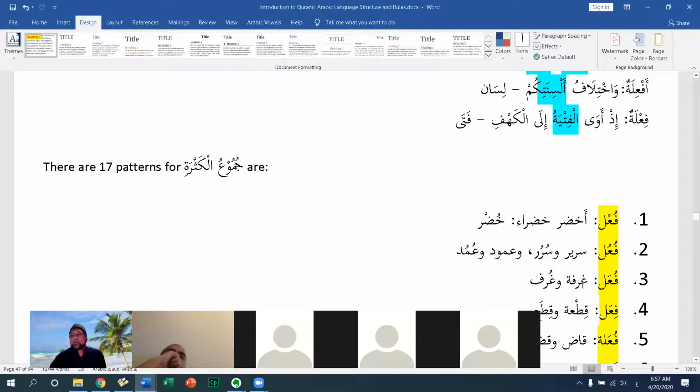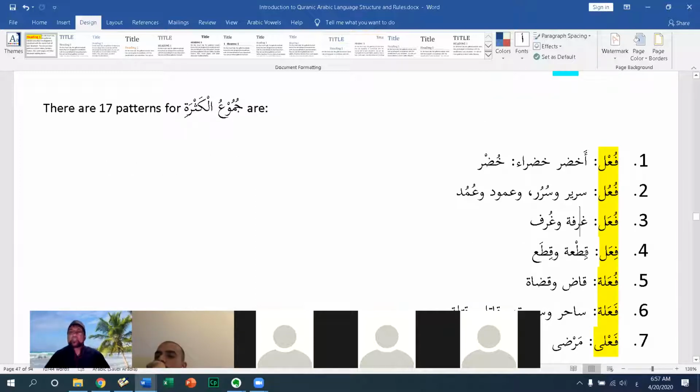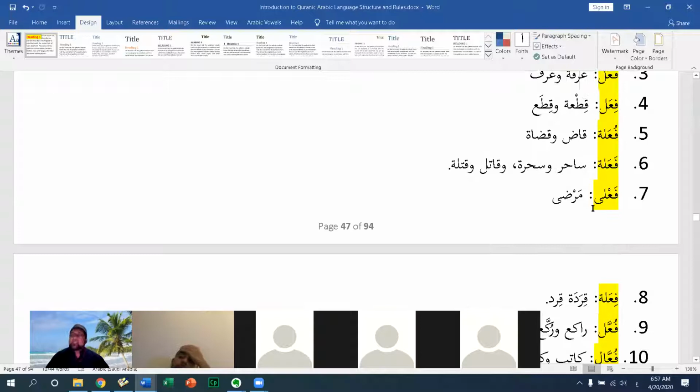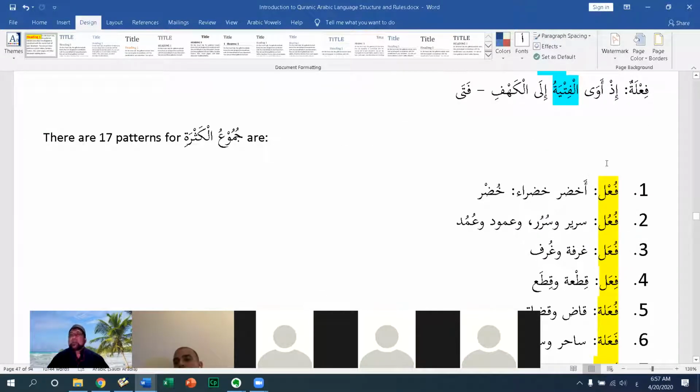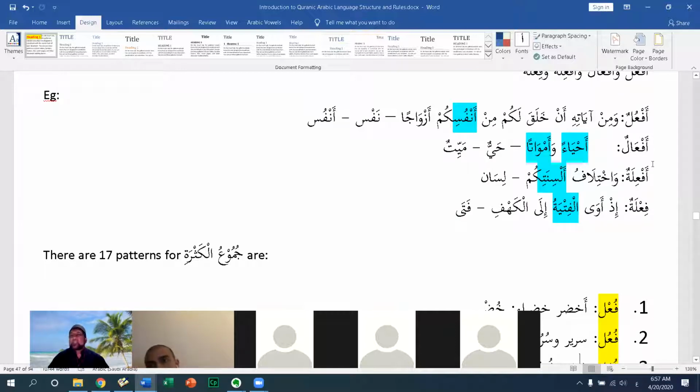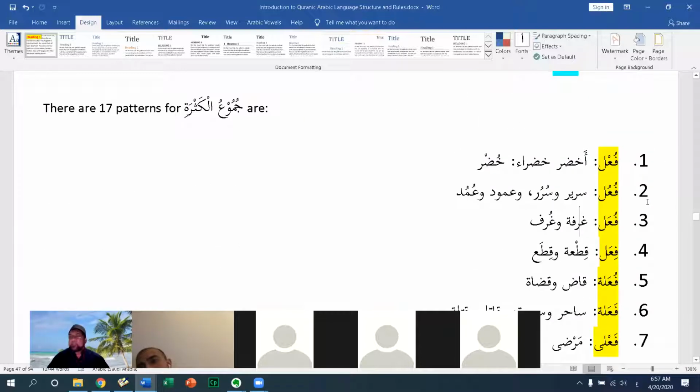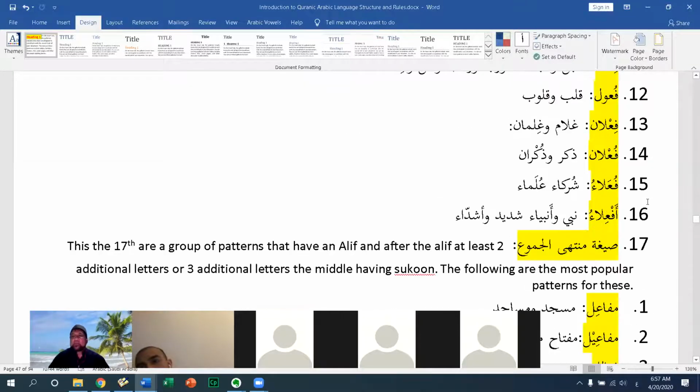Ghurfatun, room. Ghurafun. So instead of fu'ulun, it's fu'alun. How do I know that? Because you just memorize it. You learn it. Ghurafun. Qita'atun, qita'un. Qita'atun, which means a piece of something. Qita'atun or qita'un. You just know it. You just memorize it. So the patterns, you just have to memorize them. I don't expect you, and you shouldn't even worry about it, to memorize these broken patterns. If you want, read them. When you come across them, we'll remind you of them, inshallah.